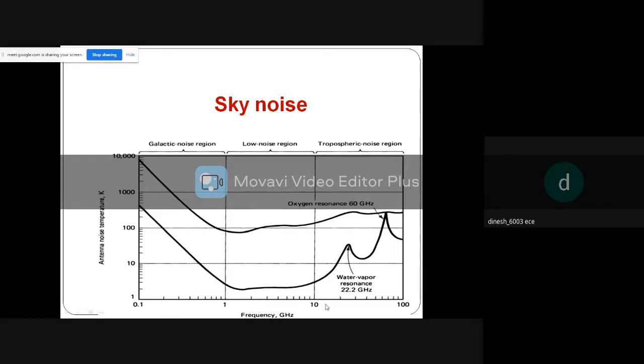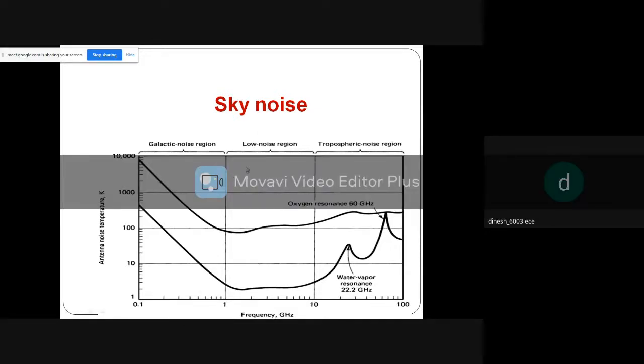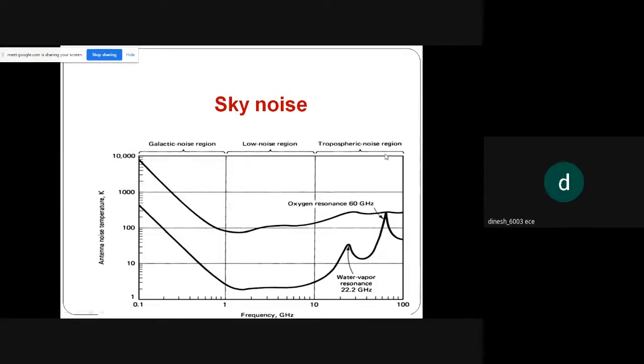So this is why we choose the frequency of transmission in either uplink and downlink in between 1 gigahertz to 10 gigahertz, due to the sky noises. The region between 1 gigahertz to 10 gigahertz is considered to be a low noise region, whereas below 1 gigahertz we get the galactic noise region, and above 10 gigahertz we get the tropospheric noise region.